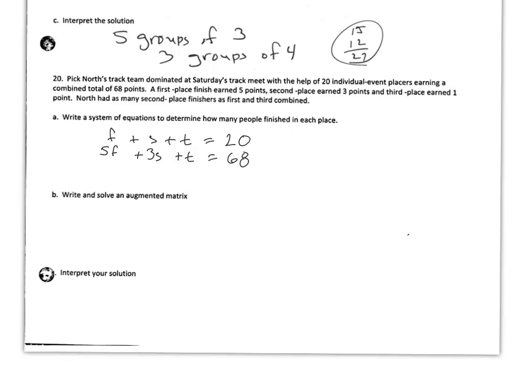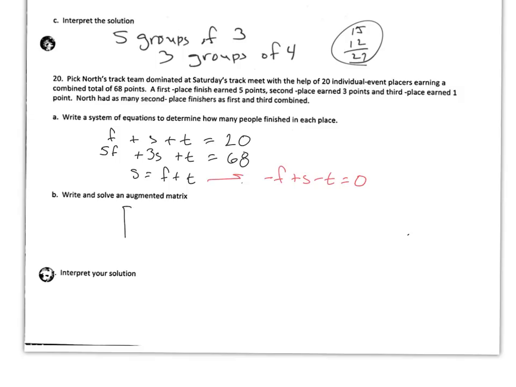The last sentence here, North had as many second place finishers as first and third combined. So second is equal to first plus third. Now for the augmented matrix, we're going to have to adjust this equation right here, because it has to be F. So we want to make sure you move this over. So we're going to have negative F, and then the S stays where it is. The T moves over, and then of course we move everything out of the way, and that's a 0. So that's the actual correct way to write that for our matrix.